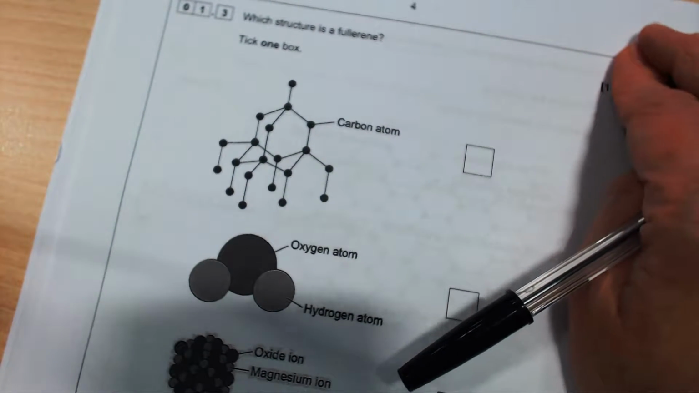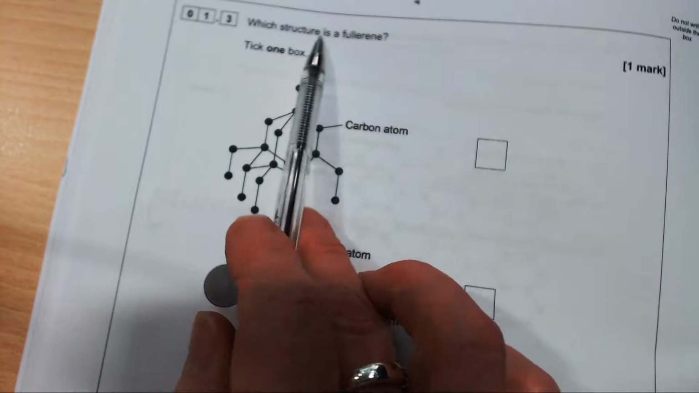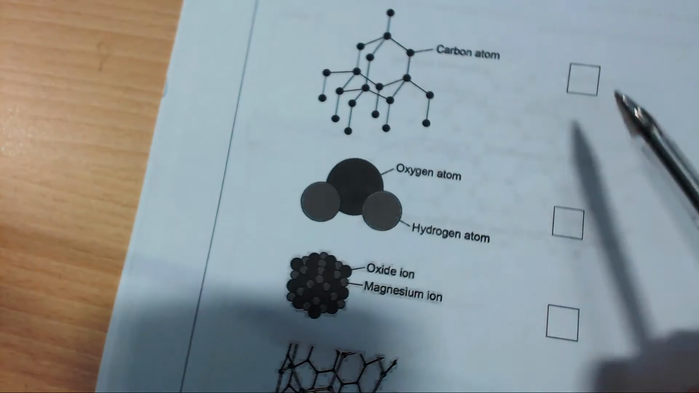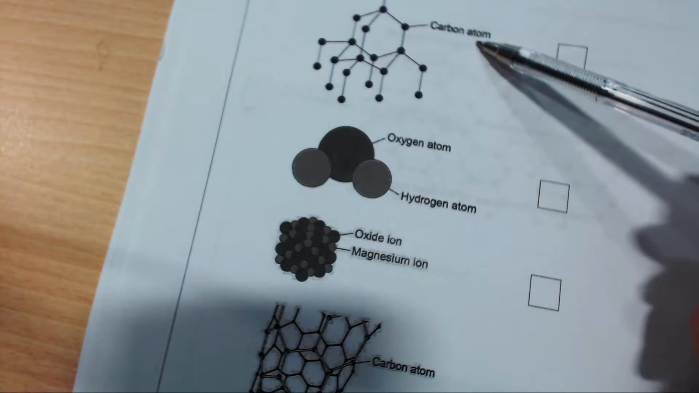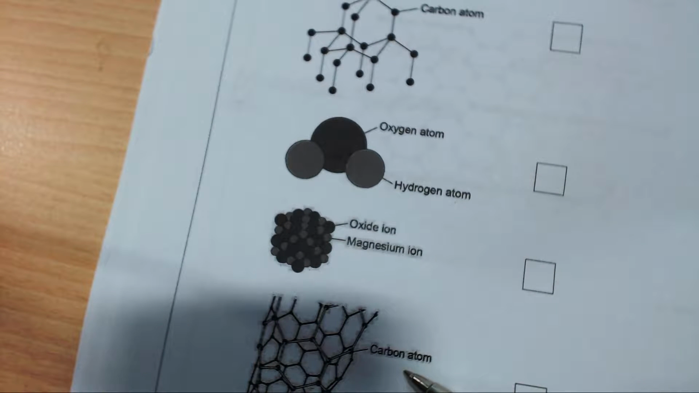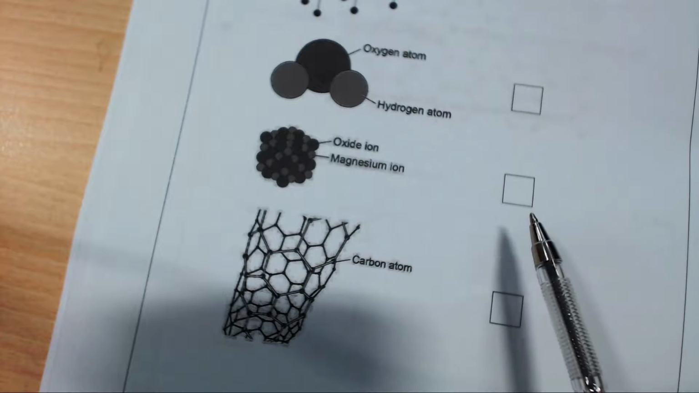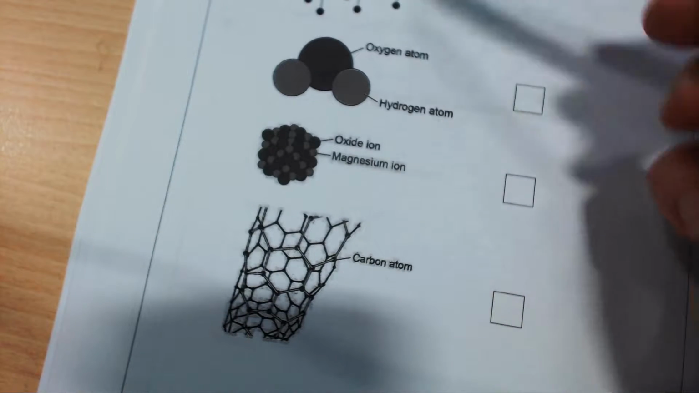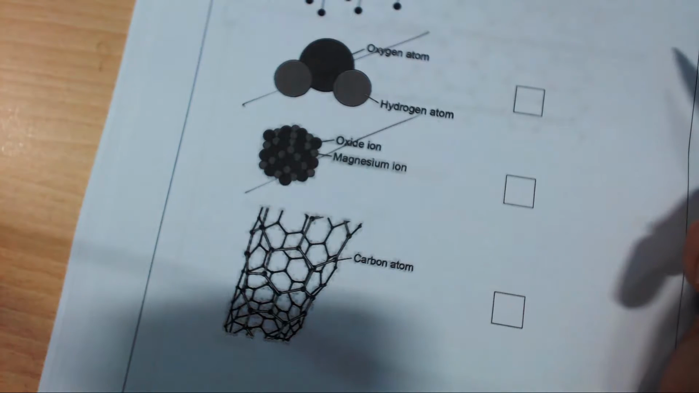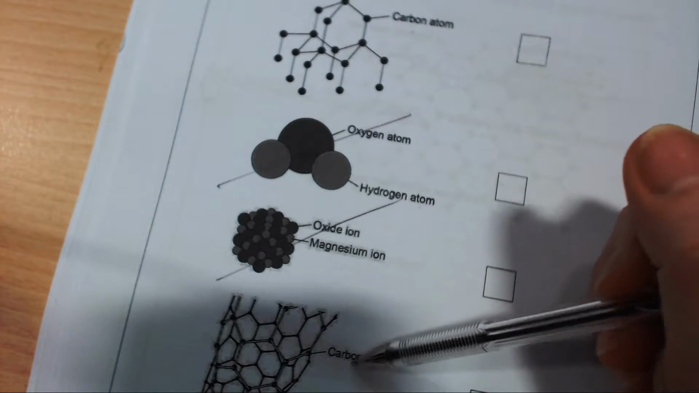So 1.3 says which structure is a fullerene? Okay, now we've got one with carbon atoms, one with oxygen and hydrogen, one with oxide and magnesium, and one with carbon. So that would lead me to believe, even if I hadn't got a clue, that it's the ones with the carbon atoms that we are interested in. So I can discount the middle two. So it's either the top one or the bottom one.